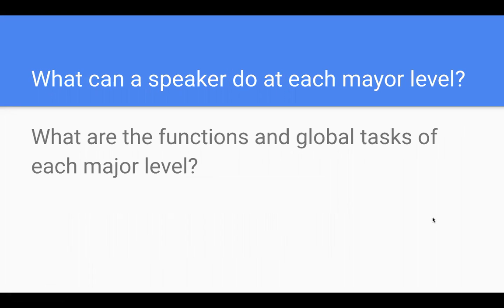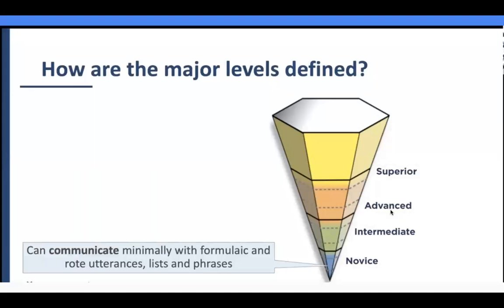So what we're going to look at right now is what a speaker can do at each major level of the proficiency scale. And we are going to focus most on the functions and global tasks of each major level. In other words, what can a speaker do at that particular major level? The first level we're going to touch on is our novice level.